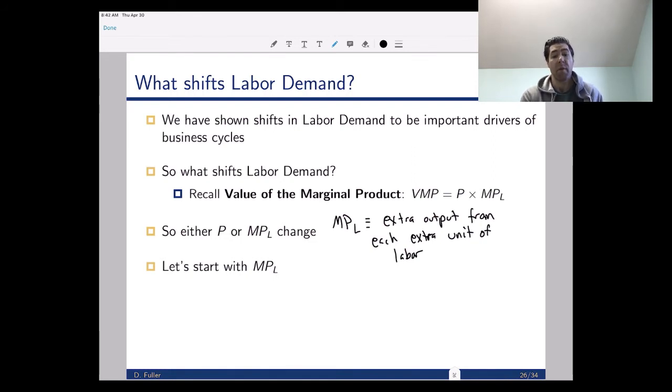So if labor demand goes down, it's because the value of the marginal product has gone down. So that means either the price or the marginal product of labor has changed. And we're going to really focus on changes in the marginal product of labor and have some competing explanations for what causes that marginal product of labor to go down, which would shift labor demand to the left.